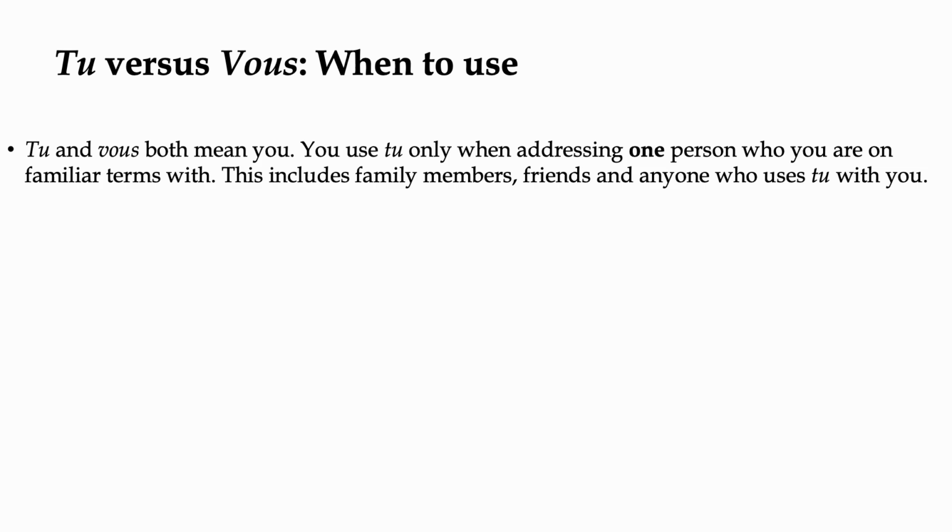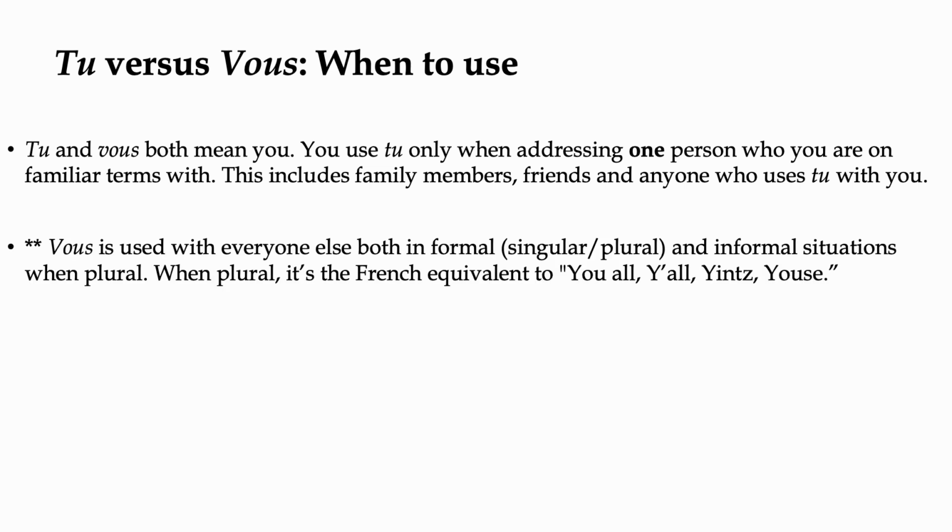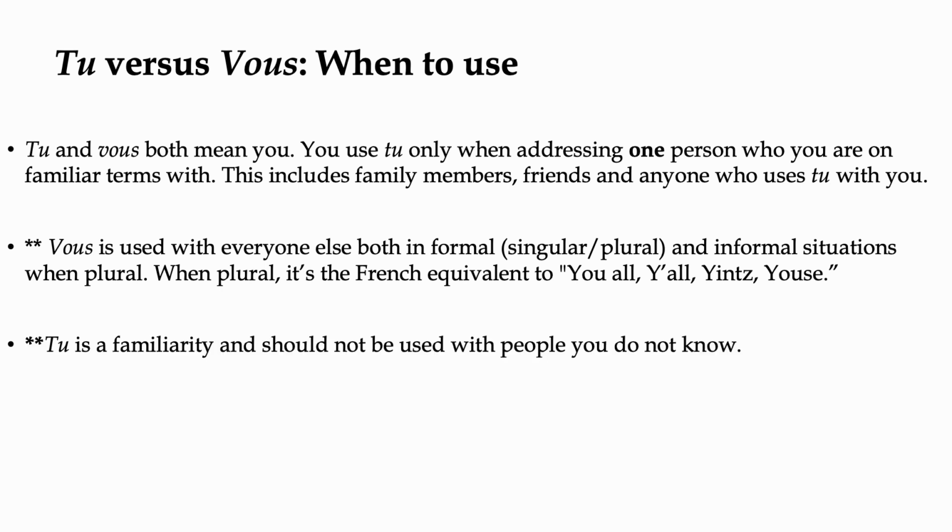Tu versus vous: when to use. Tu and vous both mean you. You use tu only when addressing one person who you are on familiar terms with. This includes a family member, a friend, and anyone who uses tu with you. At one time, one person. Vous is used with everyone else, both in formal singular, plural, and informal situations when plural. When plural, it's the French equivalent to you all, y'all, yinz, and youse.